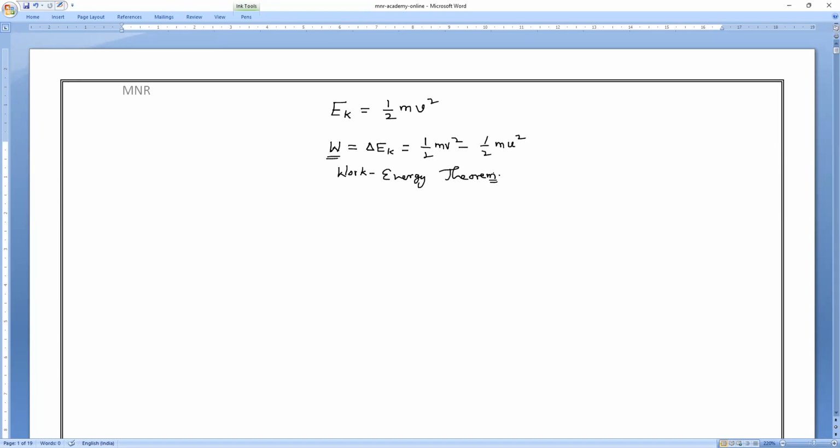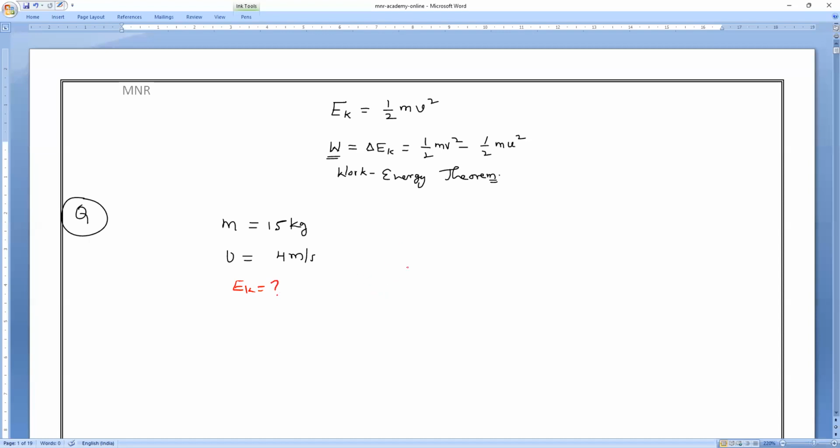Okay, so first question, all of you. An object of mass 15 kg is moving with a uniform velocity of 4 meter per second. What is the kinetic energy of the body? Okay, that's all. So what is it, everybody?